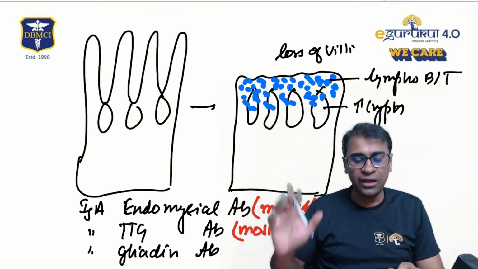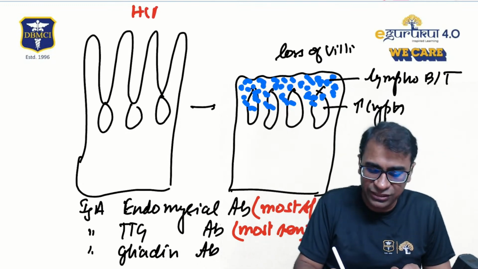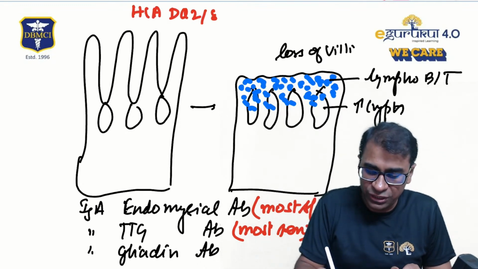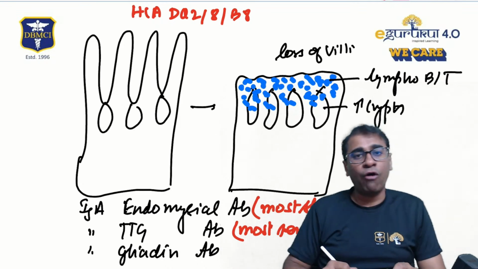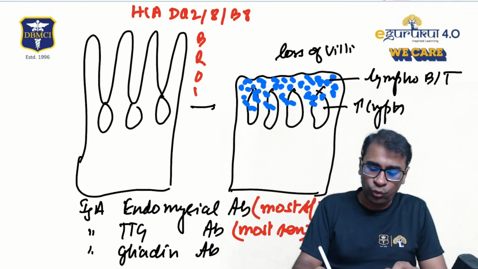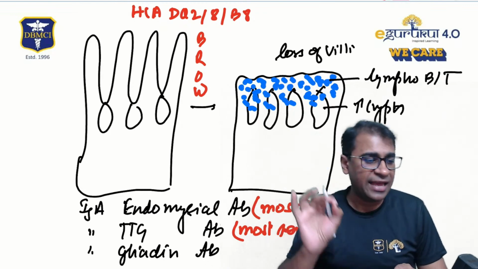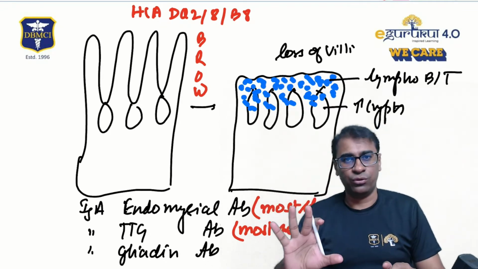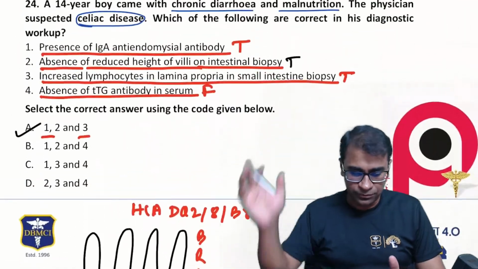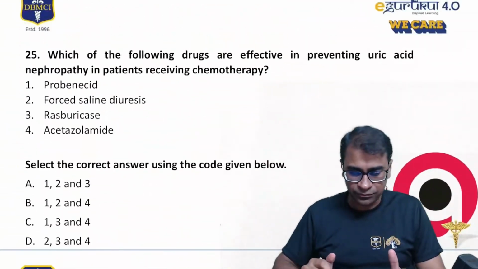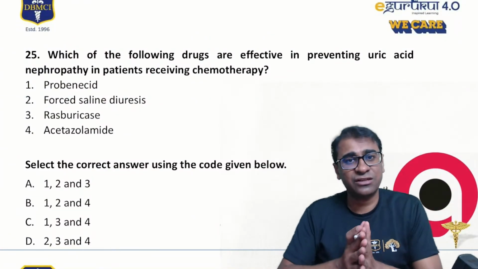You should know all of this. In celiac disease, HLA DQ2, DQ8, and B8 are involved, and it is often caused by BROW, meaning barley, rye, oat, and wheat, which can lead to celiac disease. You should know this much. Okay, so what did the answer become? A.